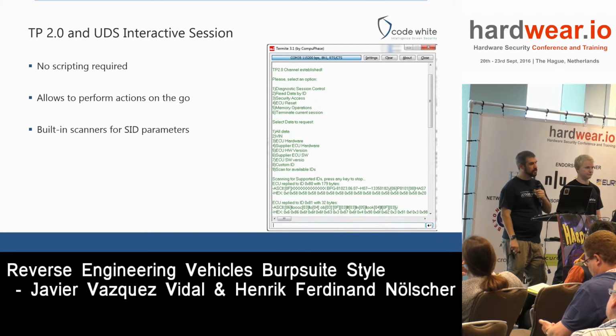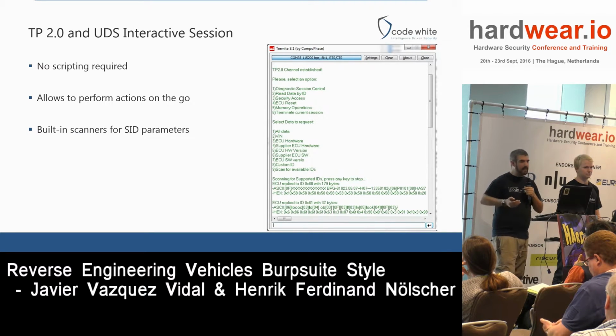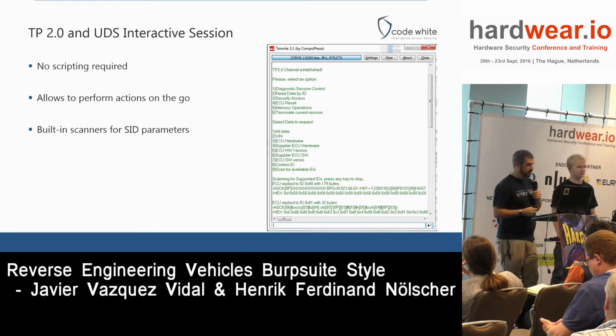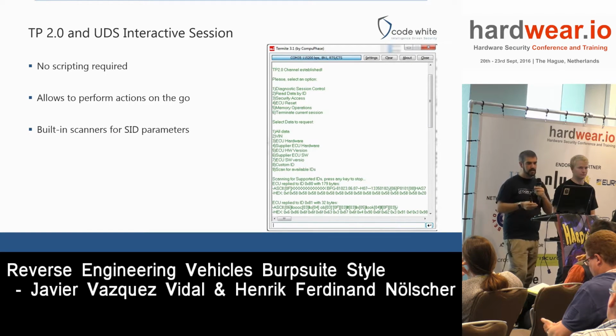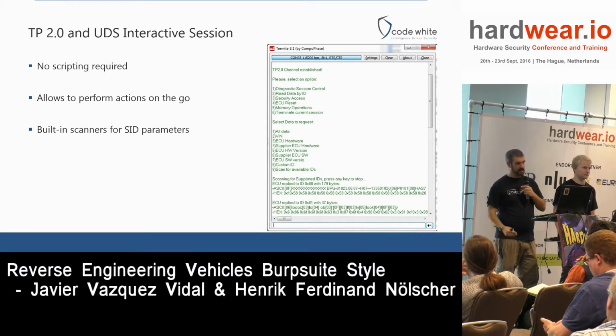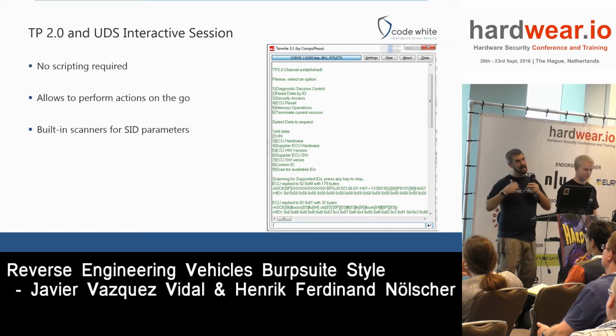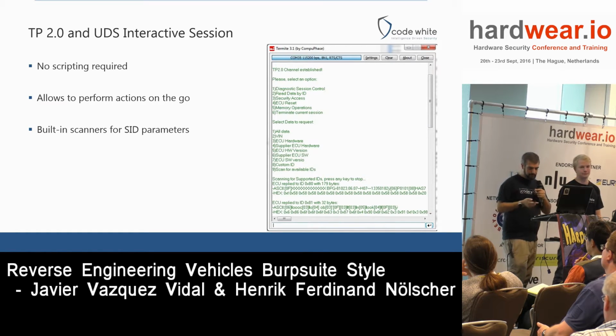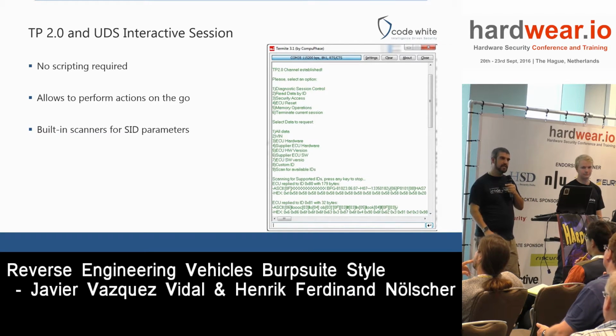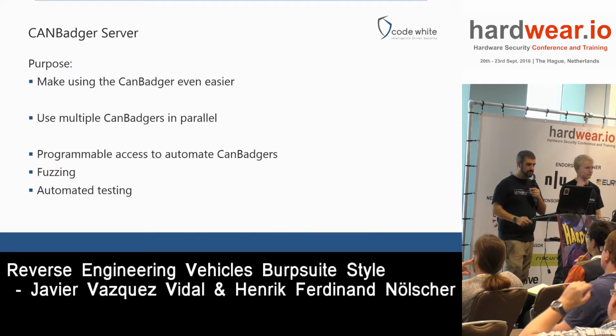For the Tunneling Protocol 2.0 and UDS interactive session, no scripting is required. The way this works, we will see it: you just start a session with the ECU, and then you get the options. The session will stay alive, so then you get to try stuff. Okay, let's try to scan for this. Let's try this ID. You get errors, you succeed. Now let's try adding a test address. Let's try removing it. Let's try changing the test address. Everything is done in real time. You don't have to try and try and try, so you can go back and forth easily. And it has some built-in scanners for SID parameters, which are also really useful.